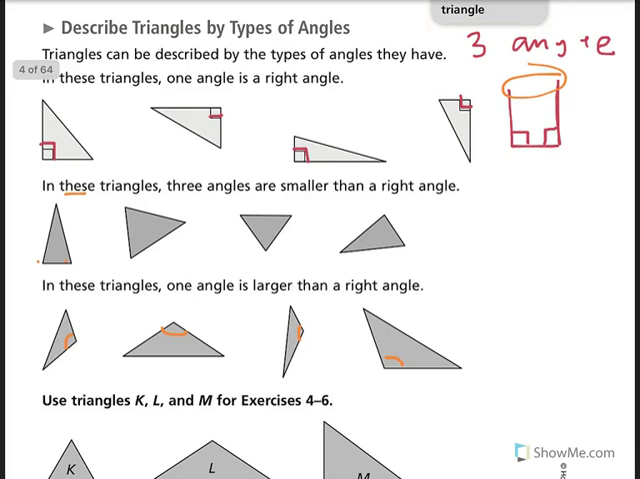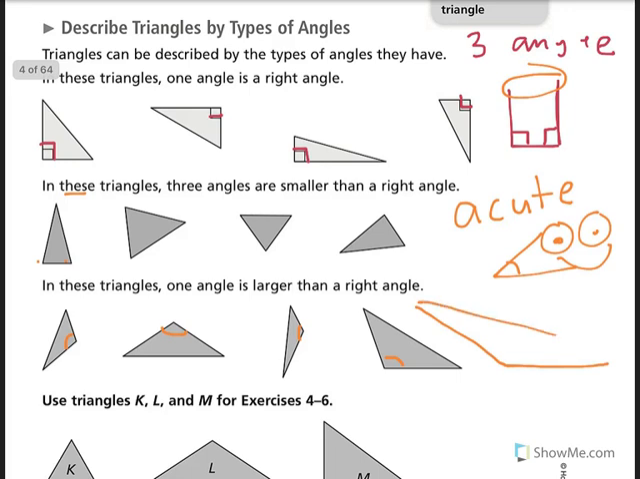And the angles that are smaller than 90 are called acute. And you can think of it as like, oh, the cute little angle. So cute. So little. And then the ones that are bigger than 90 are called obtuse. And that just sounds like a big word to me, obtuse, so big angle. All right, let's move on to the next one.